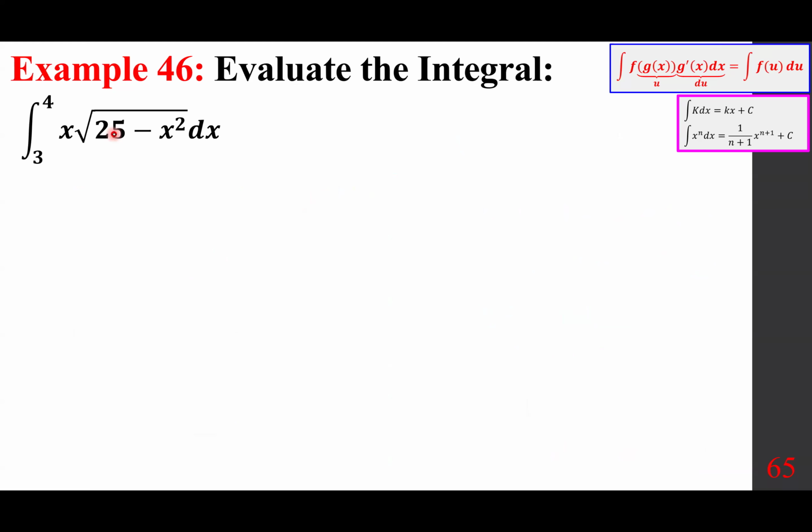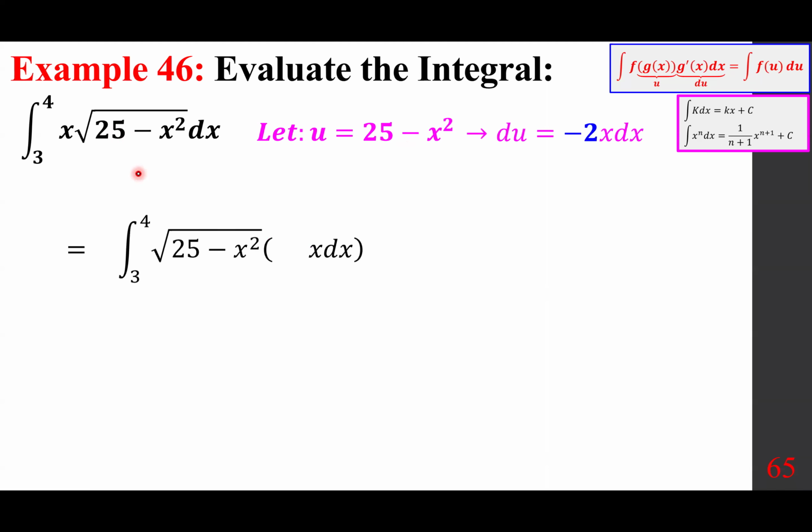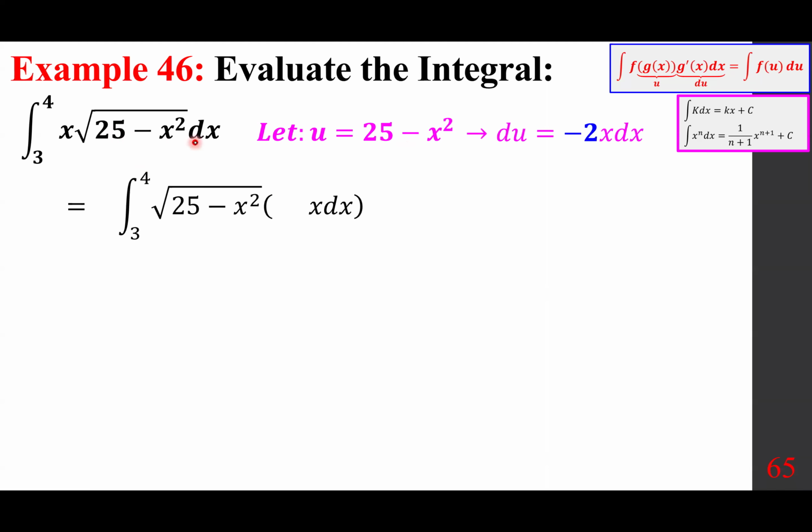So for now, 25 minus x squared is the more complicated of the 2 polynomials. It's a polynomial under the radical. Its derivative is negative 2x, which makes du negative 2x dx. So we're going to rewrite this such that x is sitting next to dx. So in a matter of comparison, you see everything is fine. As I mentioned, in most books, they solve for dx.